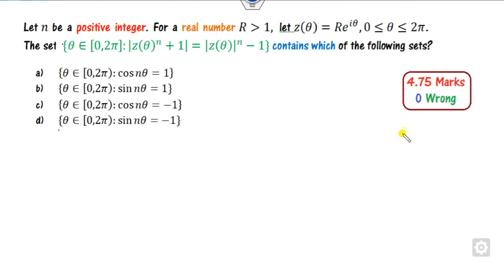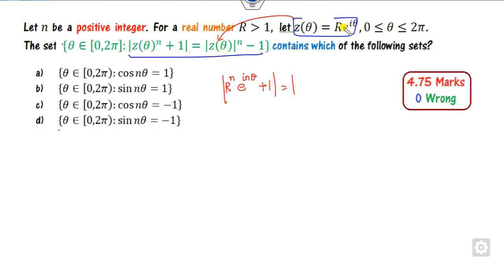Look at the last question, which is again of 4.75, and that's a very simple task. You have to find this value. What is given to you is this point. You have to find the value of this theta which satisfies this equation. So you can substitute this value in here. This will become r^n e raised to power n iota theta. I can write it again: r^n e raised to power n iota theta plus 1, modulus.